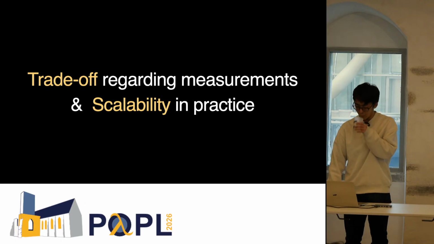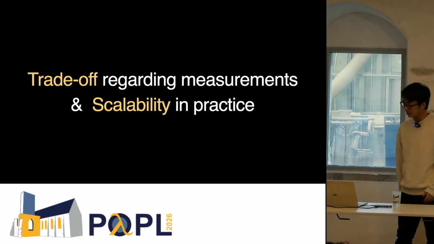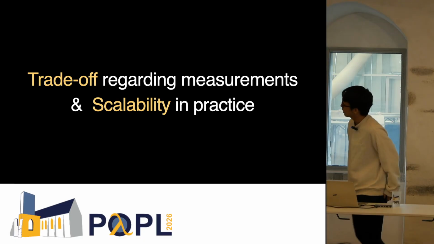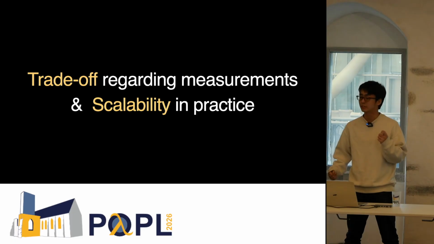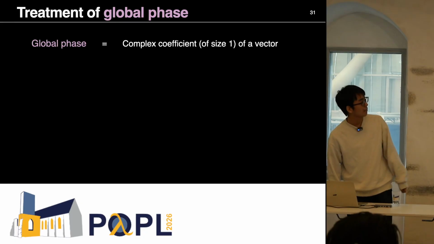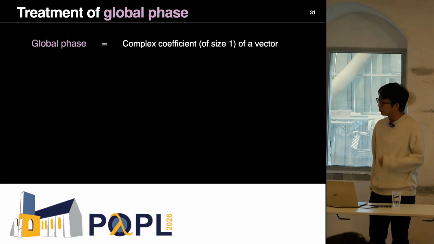OK, so in the rest of my talk, I want to talk about some kind of trade-off happening regarding the measurements. And also, I want to show how our logic actually scales in practice. One thing I haven't talked about is global phase. So what is global phase?